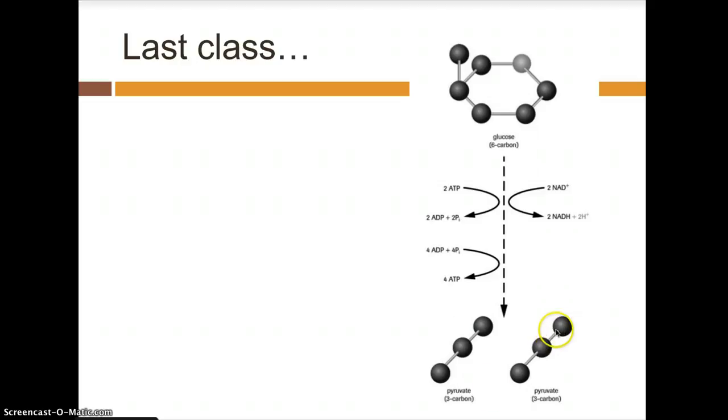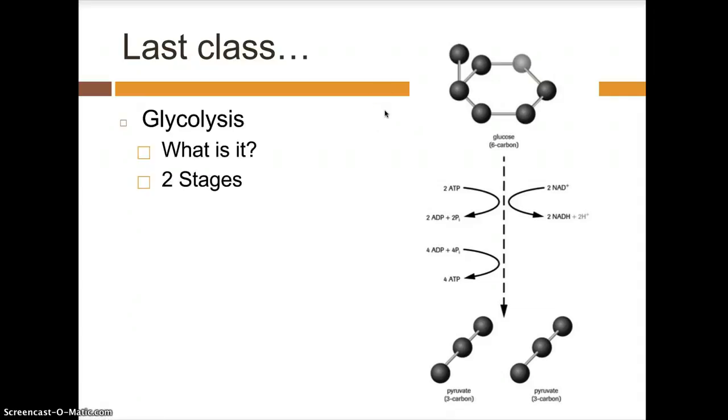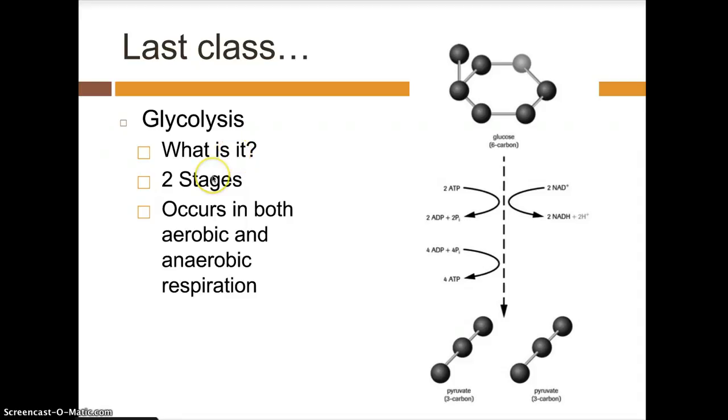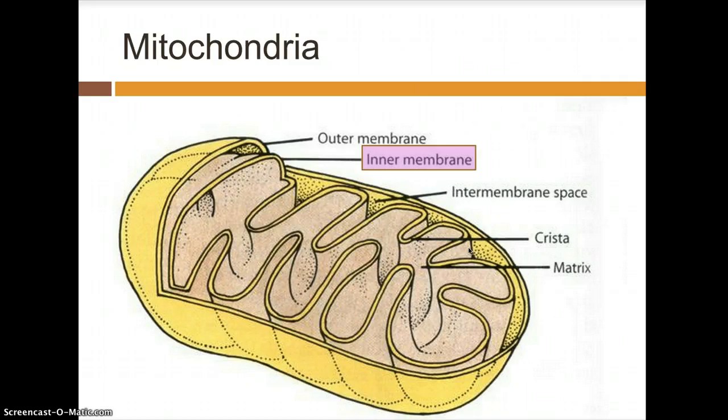3 carbons, pyruvate here, and there's 2 of them. So there's our 6 carbons here, matching our 6 carbons at the top. So as I mentioned, it's sugar splitting, and it's broken down into 2 stages, the first one being energy investment with energy payoff. And remember, this occurs in both aerobic and anaerobic respiration.